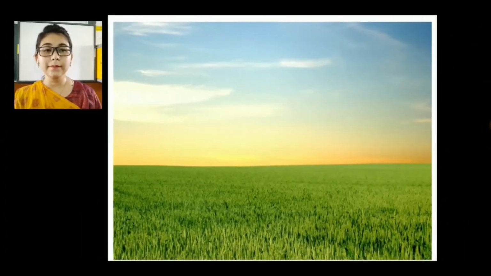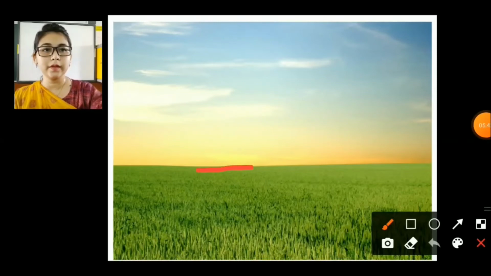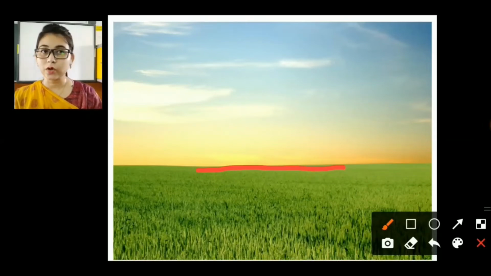So students, here you can see how beautiful this picture is. Here you can see the land. You can see it is very fertile land, green land, and sky. At some point here, let me show you here. At some point you can see, you are thinking that it is meeting, but it is not so. It appears to meet. It seems that they both are meeting, but in reality it is not so.